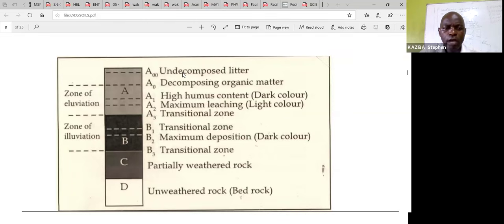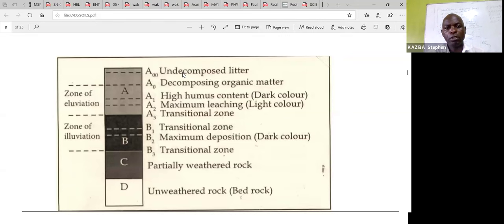Now, rock texture, you talk about roughness, and either the rocks are rough or rugged. If they are rugged, they allow water to collect on them. When water collects on them, that facilitates chemical weathering, and once it facilitates chemical weathering, rocks can easily be broken down. But rocks with a smooth texture don't allow water to collect on them.